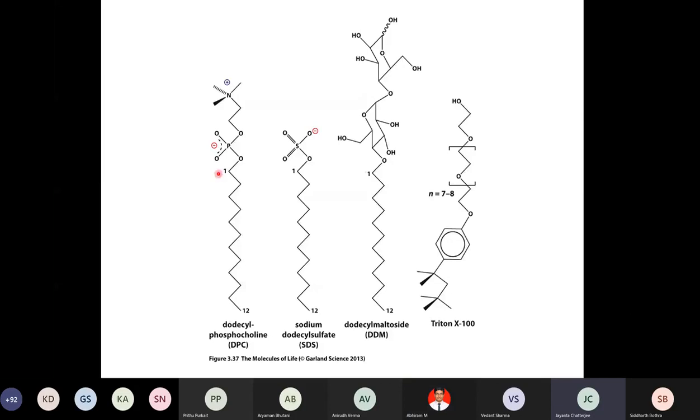But some of you are familiar with sodium dodecyl sulfate, and as one of you said, it is used in PAGE. PAGE is polyacrylamide gel electrophoresis, right? It's an electrophoretic technique where you can separate molecules, and polyacrylamide gel electrophoresis is typically used for separating proteins. Now, SDS can be used for destroying membranes, but typically it is used for denaturing proteins.